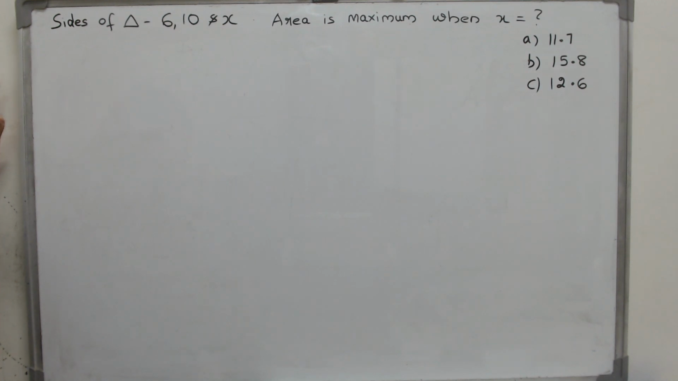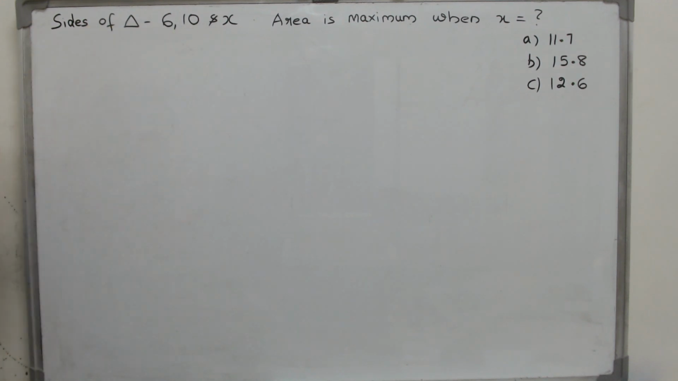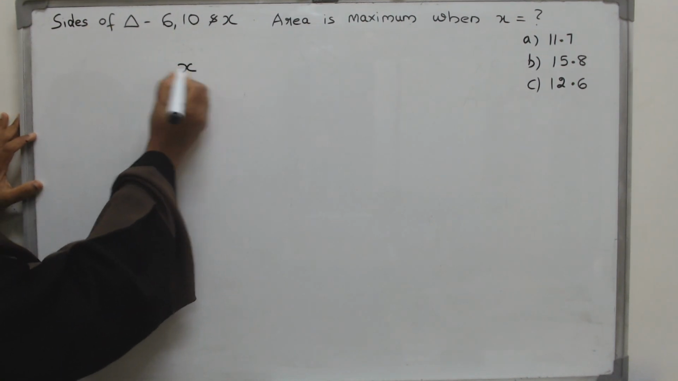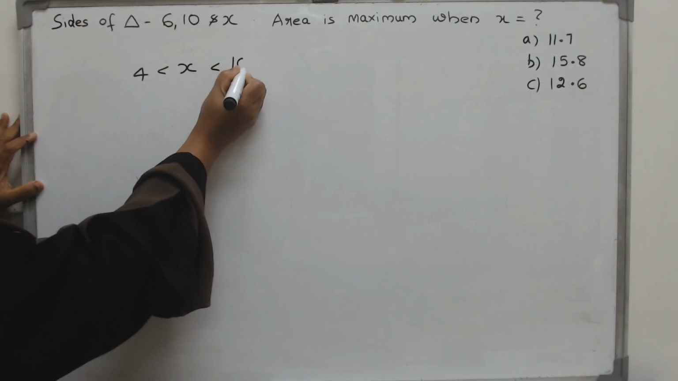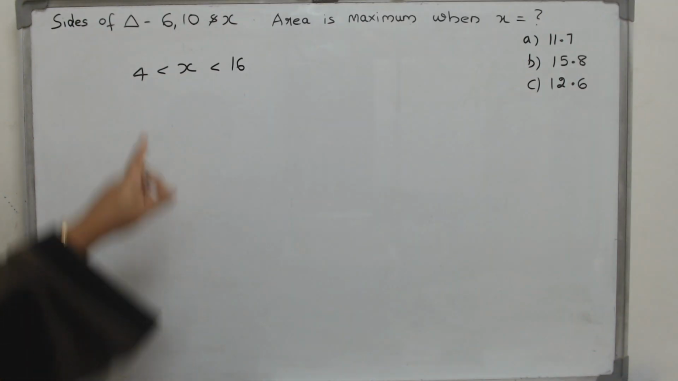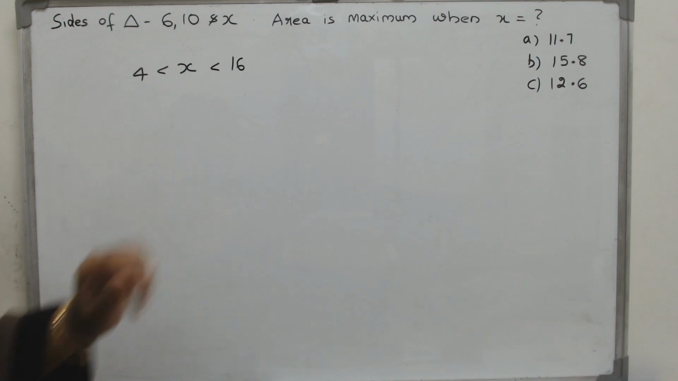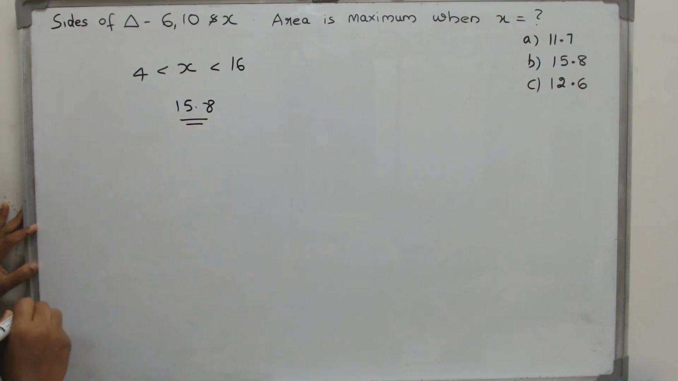Now, before we solve this question, I came across a very interesting but wrong answer. I will share it with you. Tell me why it is wrong. Now, when two sides are given, we know that the third side lies between the difference and the sum of these two sides. Then out of the options, which one do you see is closest to 16? It is 15.8. So is 15.8 the correct answer?